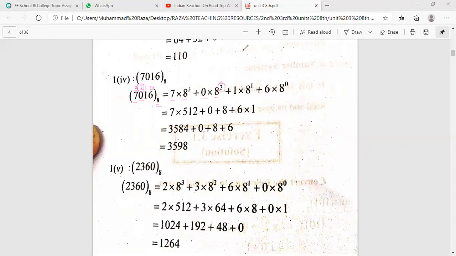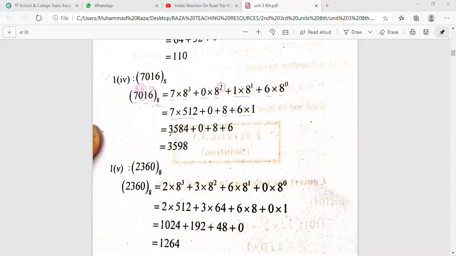The next number is 1. So we write 1, multiply 8, and the power of this 1 is 1. So 8 power 1. Next comes the number 6. We write 6 and then we write 8. And what is present on 6? Over 6 there is 0. So 8 power 0. Now 7 and 8 power 3 means 8 multiply 8 multiply 8, 3 times, and we get 512. So 7 multiply 512, 0, 8 ones are 8 and 6 ones are 6.